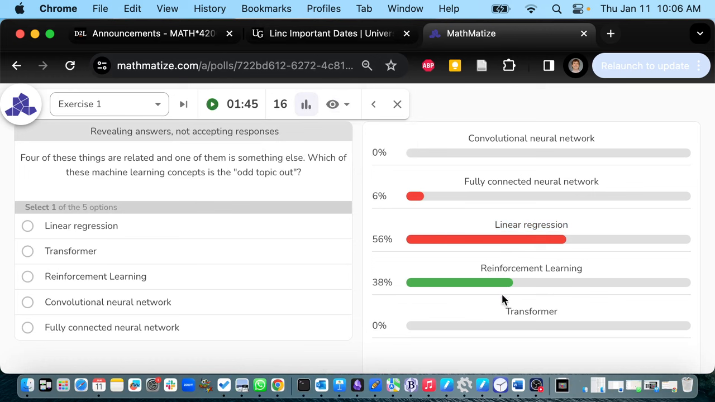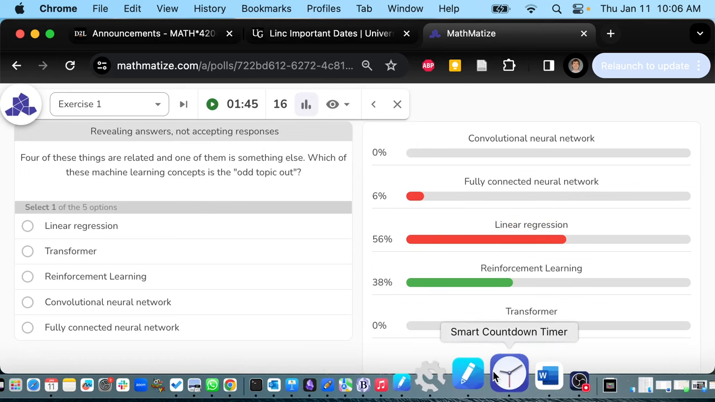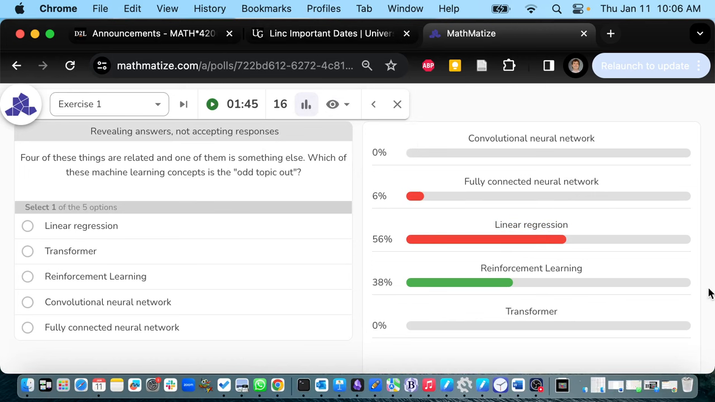So the other 4, even linear regression and the transformer, even though they seem very different, are actually both doing the same kind of thing. So now that I've told you the answer is reinforcement learning, and I guess 6 people got it right, what do the other 4 have in common? Does anyone know? Yeah? They're all models. They're all models, exactly. So they're all models.